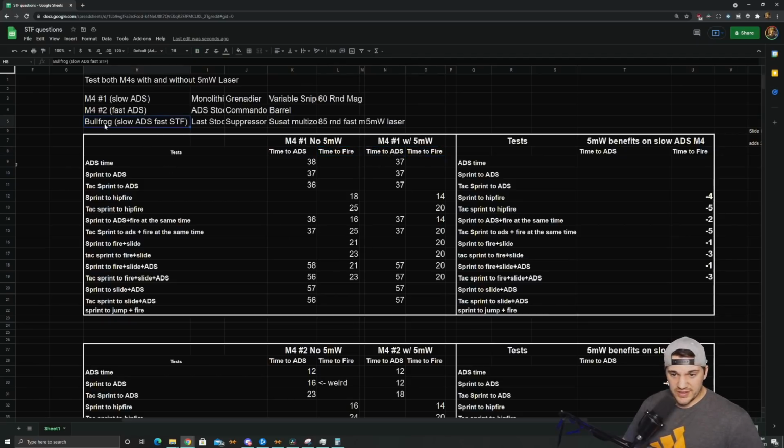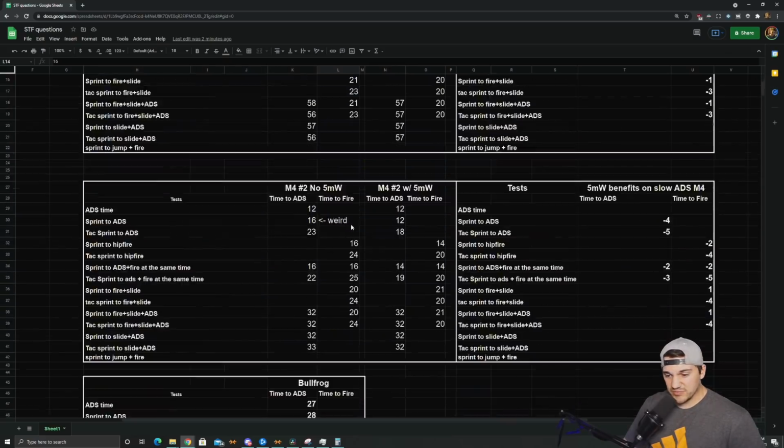The idea behind the Bullfrog was I wanted really slow ADS, but really fast sprint to fire time to see how that affected stuff. So I've got the Raider stock, just so I have really good sprint to fire times. Suppressor helps sprint to fire times even more. SUSAT multi-zoom because that hurts your ADS times a ton. 85 round fast mag for the same reason. And 5 milliwatt laser sight for the same reason. Keep in mind the 5 milliwatt laser sight on the Bullfrog doesn't actually help your sprint to fire times. It just helps hip fire and hurts your ADS times. So yeah, this is the M4 slow ADS build with all the measurements.